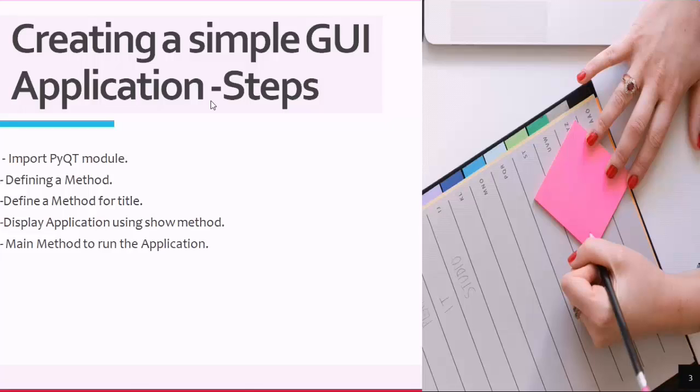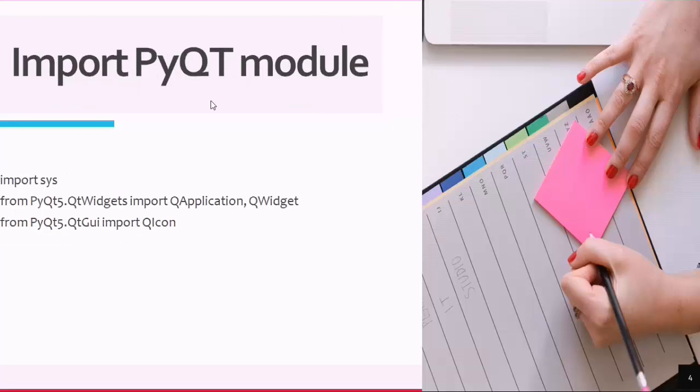Now let's go ahead and discuss one by one what the steps are that are going to be defined inside this. First, we'll discuss importing the PyQt module. Let's go ahead and check that out. So here we go. This is the first step we are going to do: we are going to import the PyQt module.